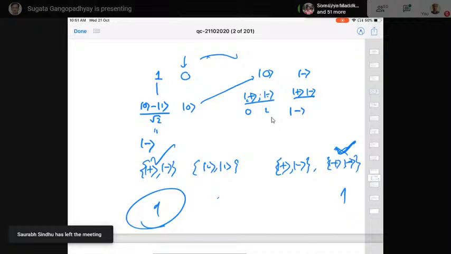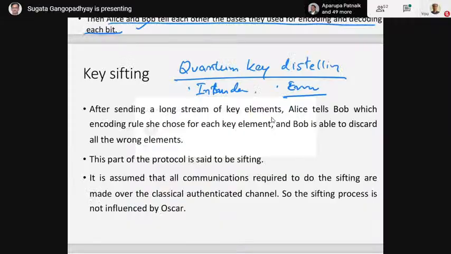And for that there is a topic called quantum key distillation, that is, how to work in the presence of intruders and error. Both are possible. You can have channel error, gate error, and measurement error, and you can have intruders. So how to deal with those situations and still exchange keys.